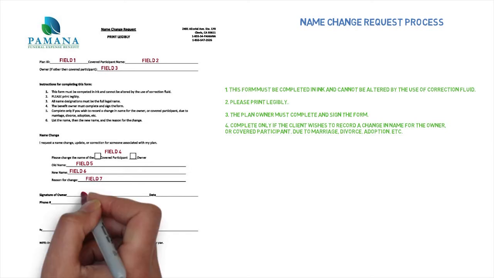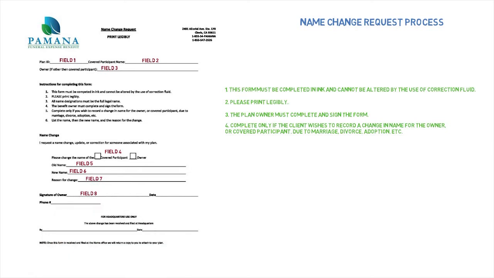The first field on the sixth line will ask the owner to provide their signature. The second field on the sixth line will ask the owner to date when they signed. The seventh line will ask for the owner's telephone number. The last line will be filled out by headquarters.